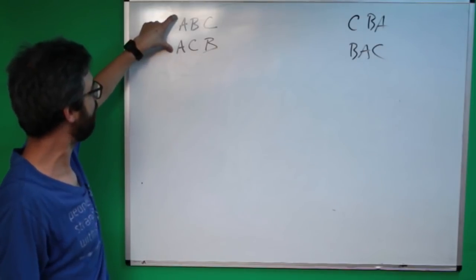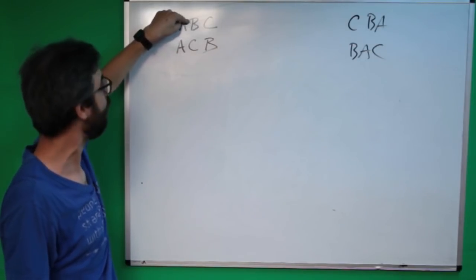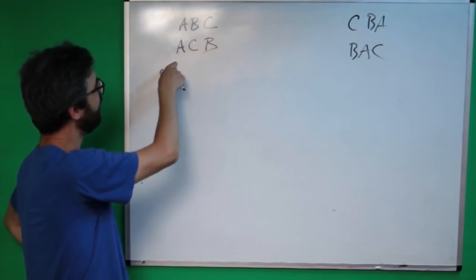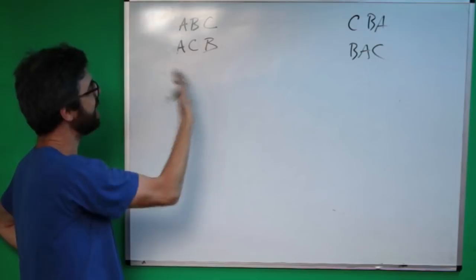Because A should come first. Well, B already came second. The only other possibility is C, and then the only thing left is B. And then we could think, okay, well, I tried all the A possibilities, so the next in alphabetical order.